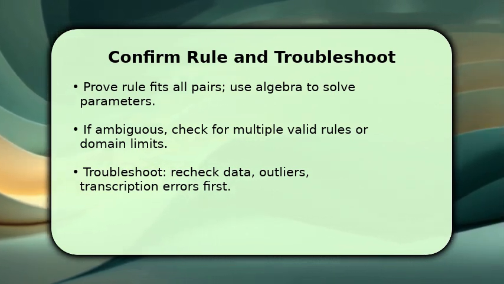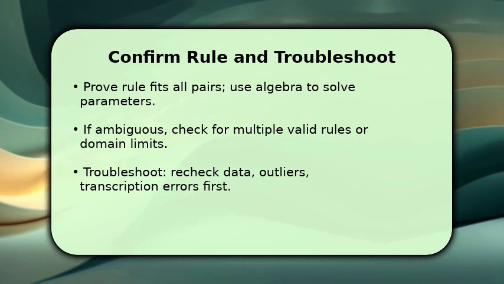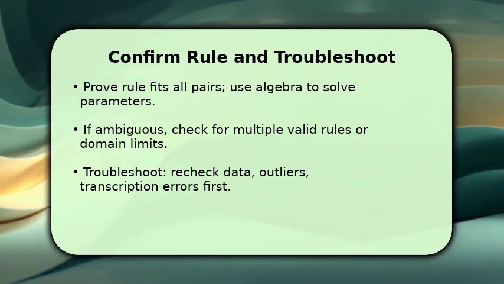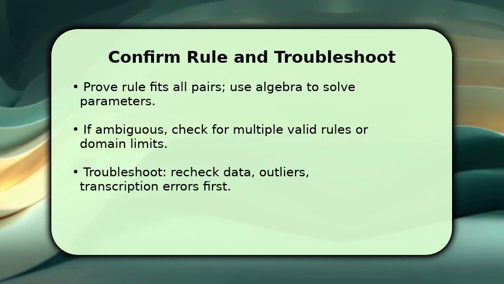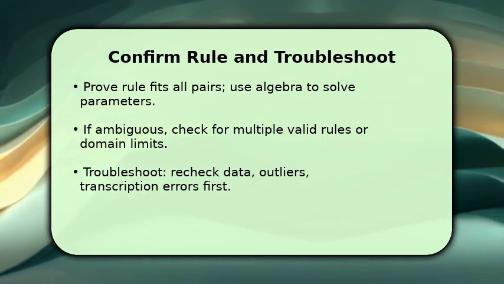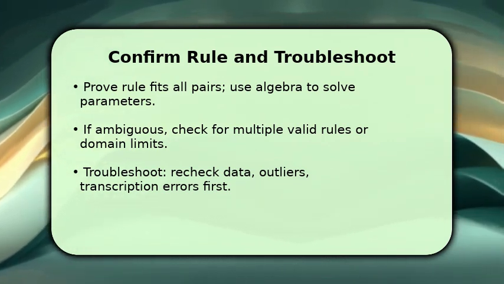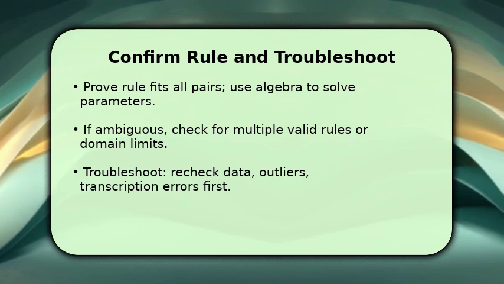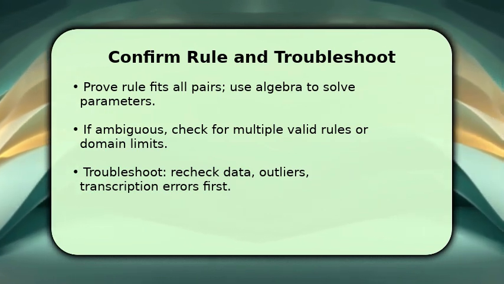If you face ambiguity or multiple plausible rules, examine the domain or extra context to choose the intended one. For troubleshooting, always recheck raw data for typos or outliers first, because most mapping errors come from bad inputs rather than math.